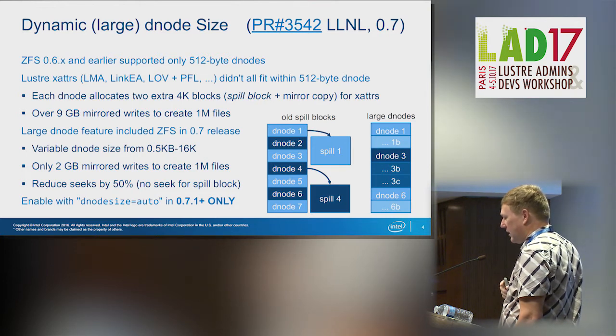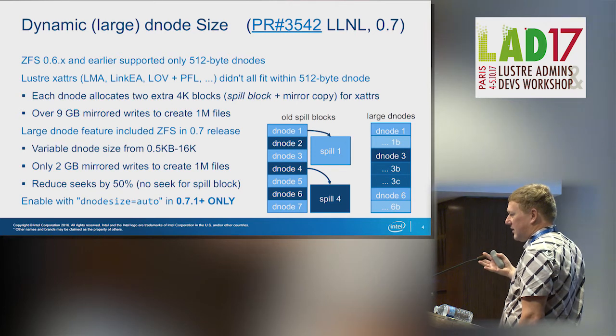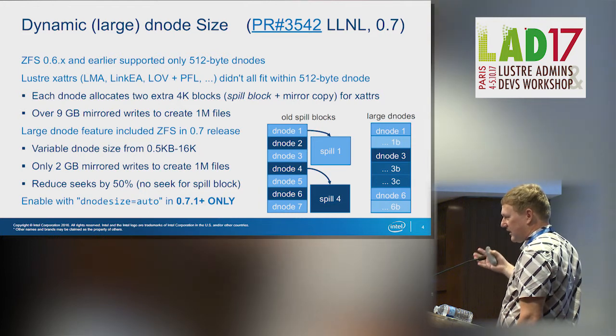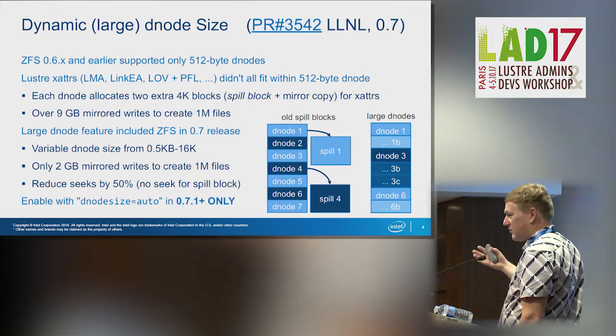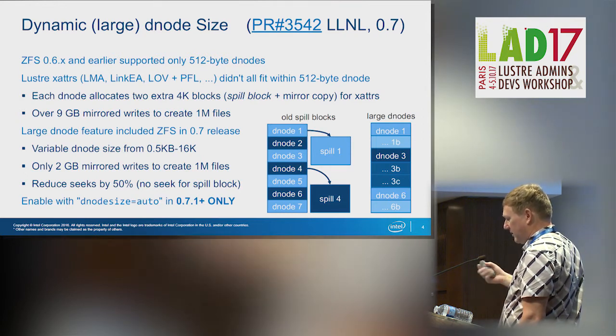And so the dnode size is not fixed like it is in inode size in LDiskFS, right? So you don't have to say 512 byte inodes or 1K. Actually, in Lustre 2.10, because of progressive file layouts, we increased the default inode size to be 1K from 512 bytes. And with the ZFS implementation, you actually get a dynamic size.